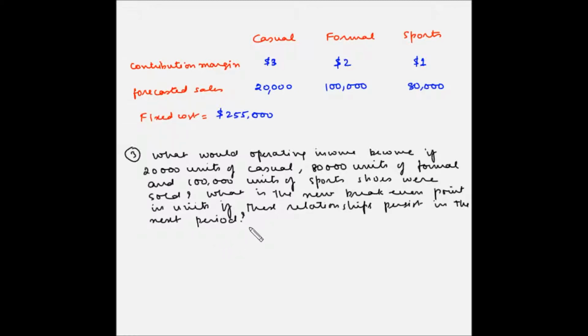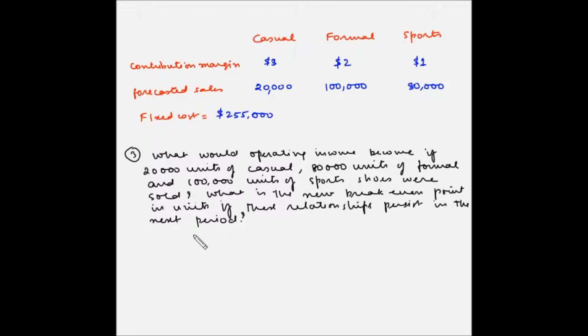So basically, in this part of the problem, the forecasted sales has changed. So let's see the change. So casual, originally it was forecasted as 20,000 units. So again, in this third part, the casual is 20,000 units. Formal was 100,000 units, but now we have 80,000 units of formal. Sports shoes was having a sale of 80,000 units, but now it is 100,000 units. So we have to find out the operating income with this new sales numbers.